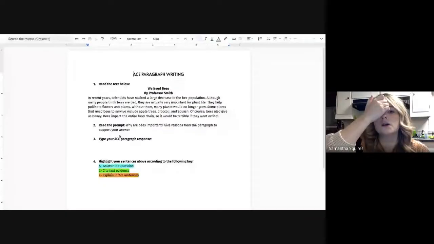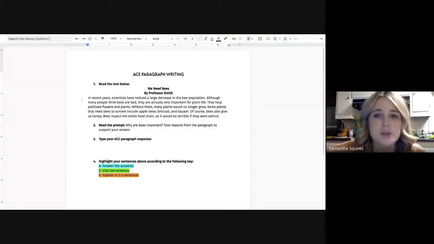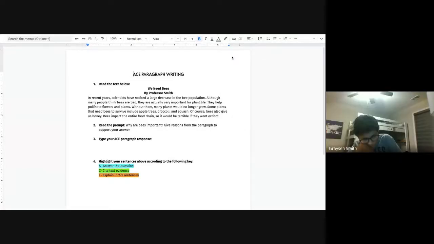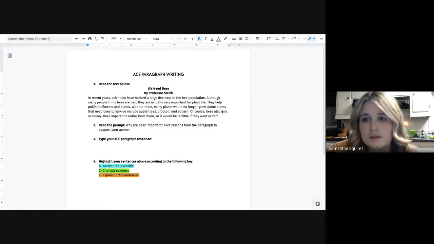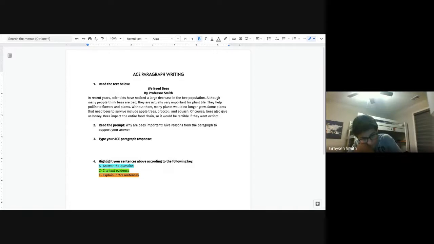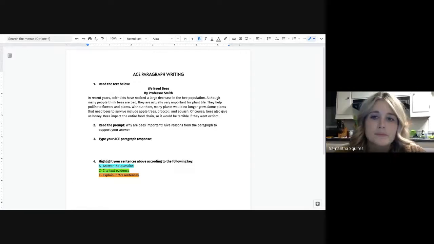So this is called We Need Bees. We have the text below, and it says about why we need bees. Okay. Can you read that little paragraph for me? Yep, you read it out loud.